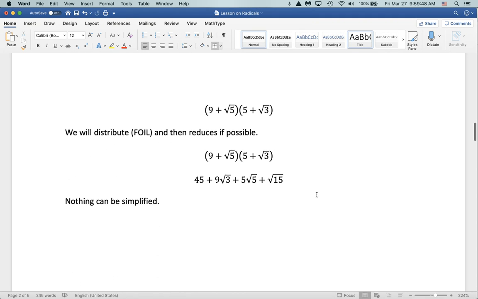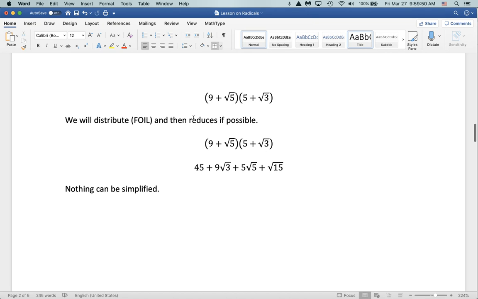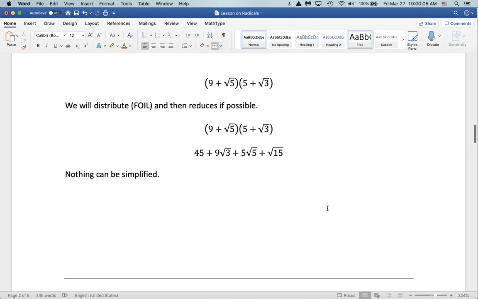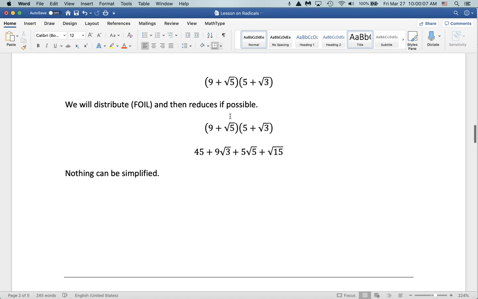Let's do another one of those, but now we have the whole process of FOILing. In other words, when we have two sets of parentheses, when we distribute, we multiply this first 9 by both of these terms in the second parentheses, and the square root of 5 by both. So if you come down here and look, we've taken 9 times 5, which is 45, 9 times the square root of 3, which is going to be 9 square roots of 3, the square root of 5 times 5, which is this 5 square roots of 5, and the square root of 5 times the square root of 3, which is the square root of 15.